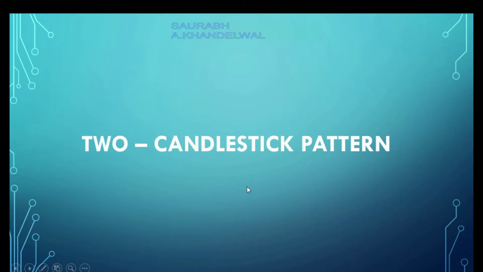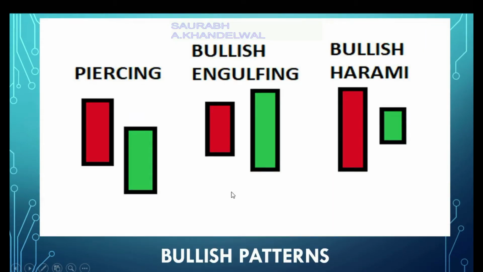Now we'll see some two candlestick patterns. It means two candlesticks studded together, making a pattern. So let's see some two candlestick patterns. Though there are many patterns, we'll be discussing some of the most important ones.